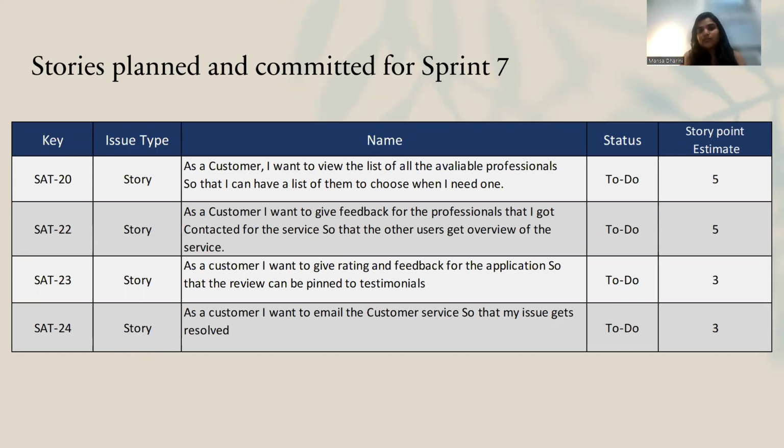So these are the stories that we have planned for sprint 7. As a customer, I want to view the list of the available professionals, coaches, and doctors, so that I can have a list of them to choose the one I need. As a customer, I want to give feedback for the professionals that I contacted for services so that other users can get an overview of the service. As a customer, I want to give rating and feedback for the application so that the review can be pinned to the testimonials. As a customer, I want to email the customer service so that I can get my issue resolved.